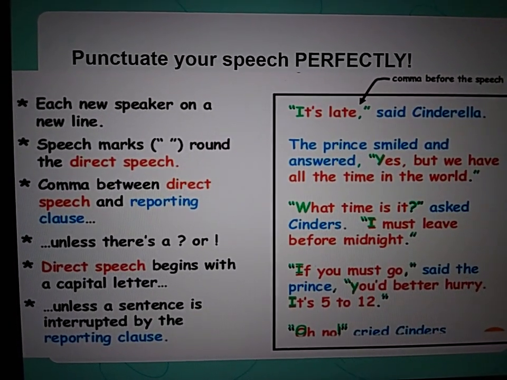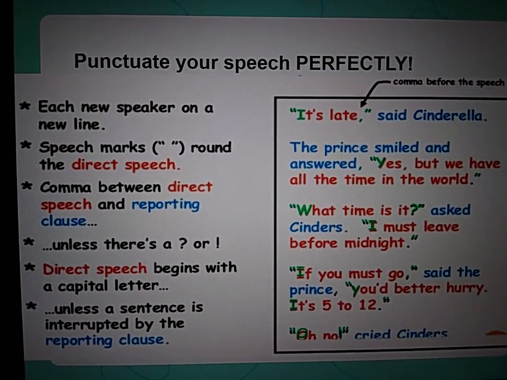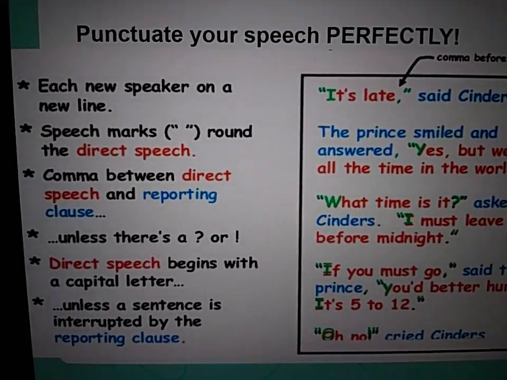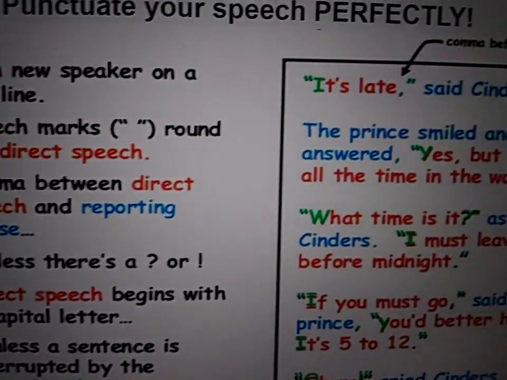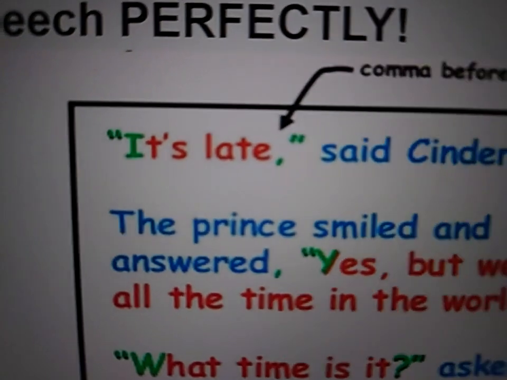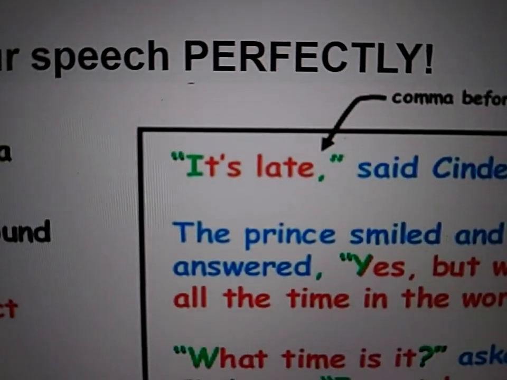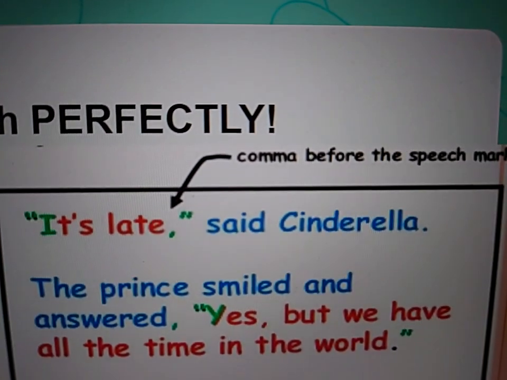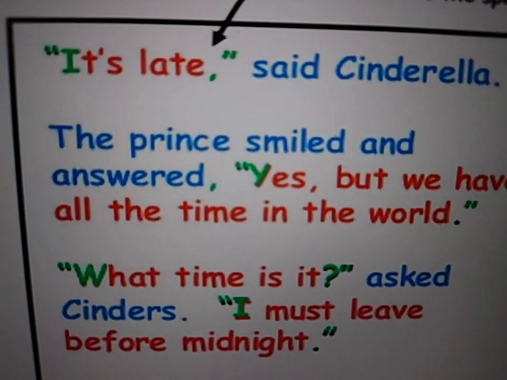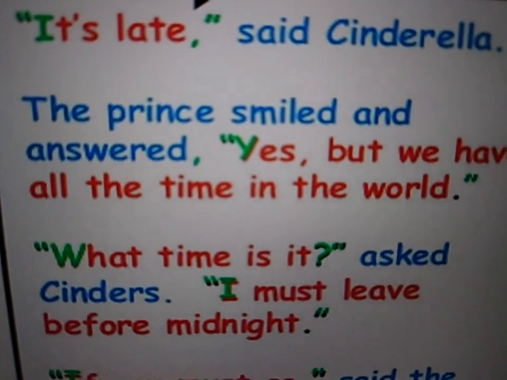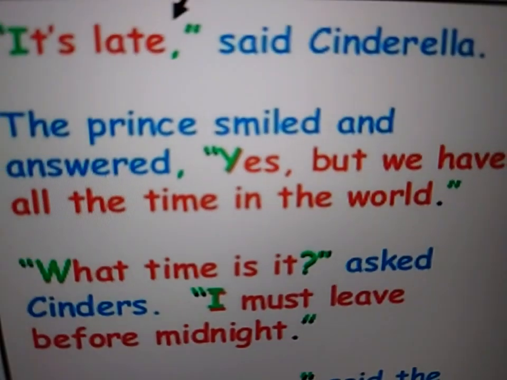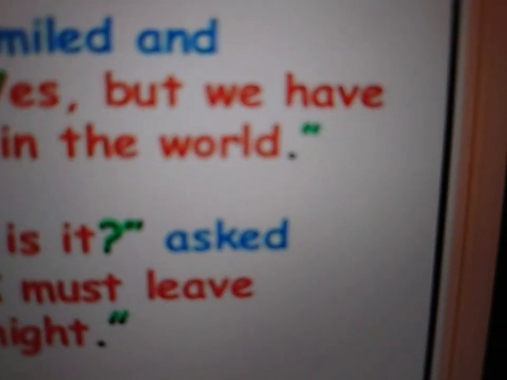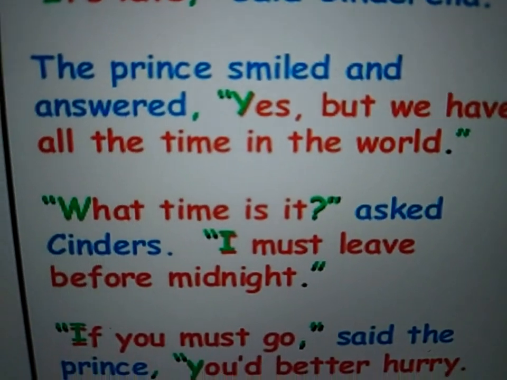But I need you to go back and check that everything is perfect in terms of punctuation. Okay? So I won't read it all out to you because I've got it all there. But you can see in green, "It's," capital letter, "late," comma, inside, said Cinderella. The prince smiled and answered, comma, space. "Yes," capital letter, "but we would have all the time in the world." Punctuation, full stop, inverted commas.